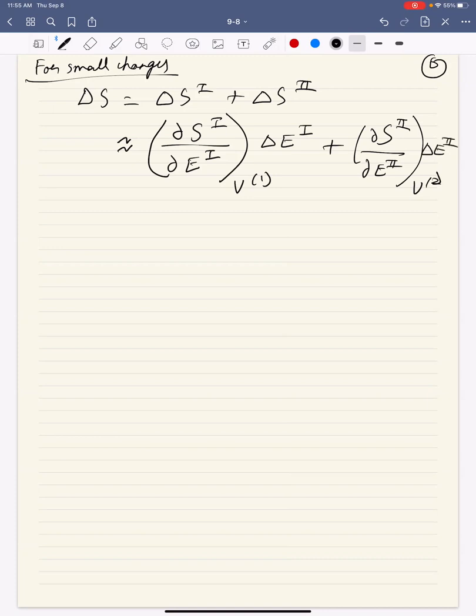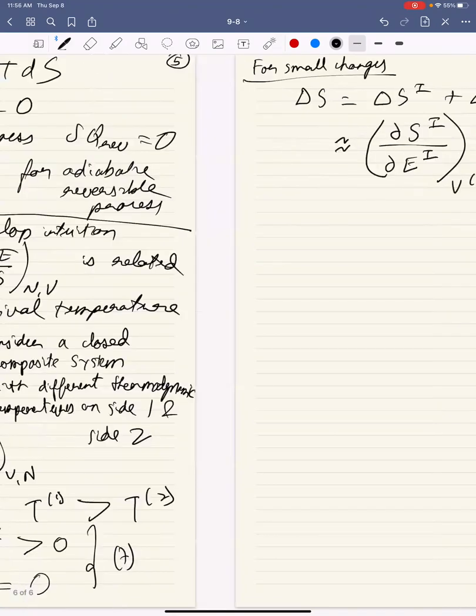Why are the volume and the number also constant? Because when we remove this internal constraint, we allowed energy to pass. We did not allow the mass to exchange. We did not allow volume to exchange. Why are you allowed to do that? Because we are talking about temperature.